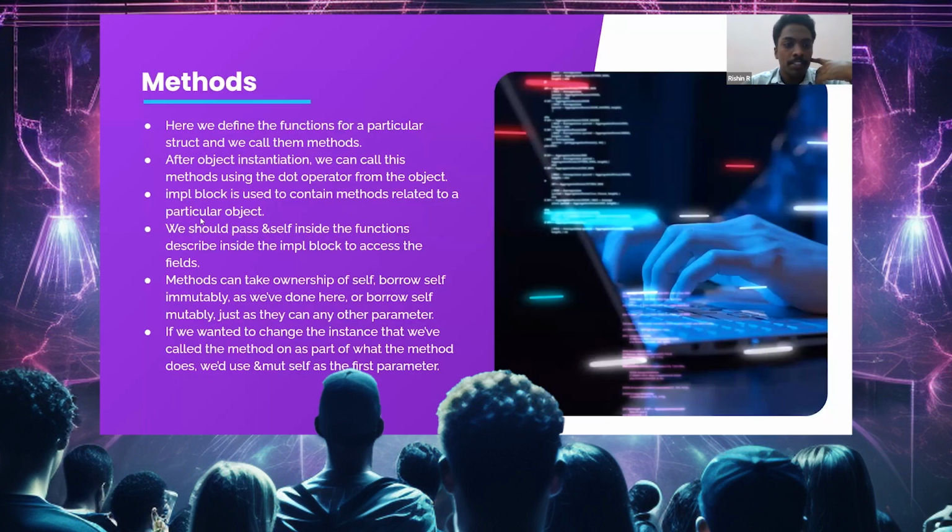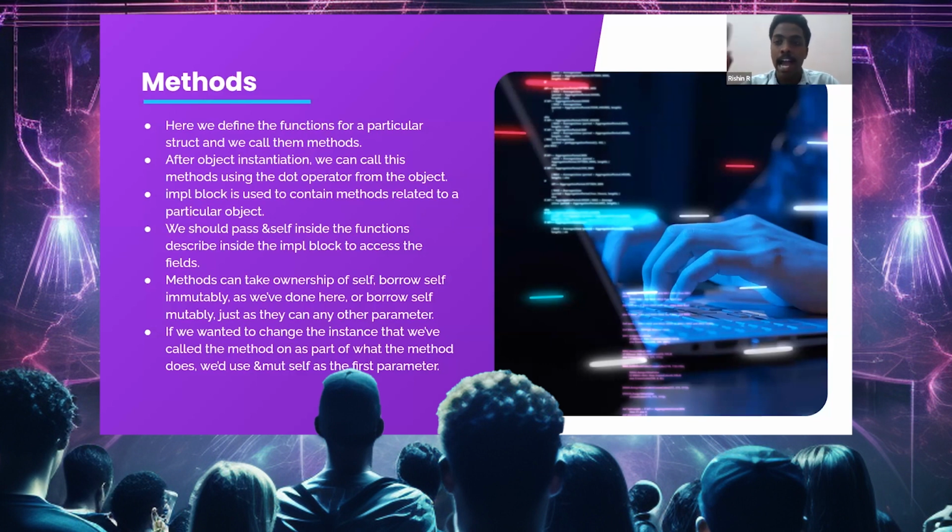Now we have discussed all these things. We should pass &self inside the functions defined in the impl block to access the fields. Methods can take ownership of self or borrow self immutably, as you have done here. If you just pass self normally, it takes ownership of the object that is passed. If you pass &self, it is taking the reference. And now these &self references cannot be used to actually change the components.